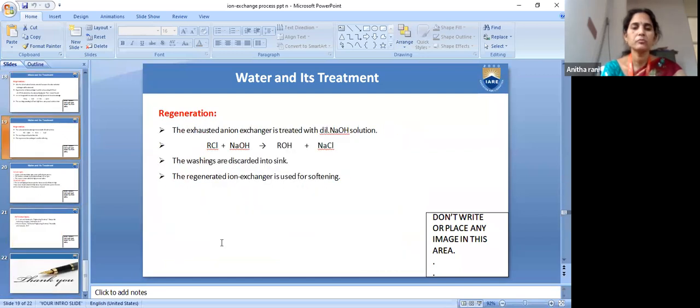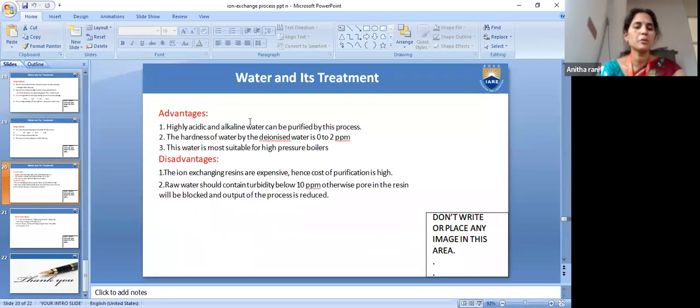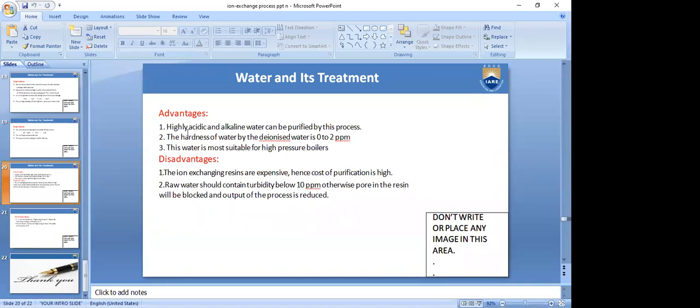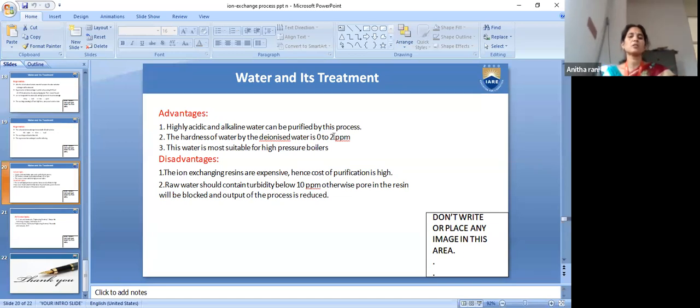Now, the advantages. Highly acidic or alkaline water can be purified by this process. The soft water we collect will have hardness of either 0 ppm or 0 to 2 ppm. Most of the time this water is suitable for high pressure boilers. So these are the advantages of the ion exchange process.